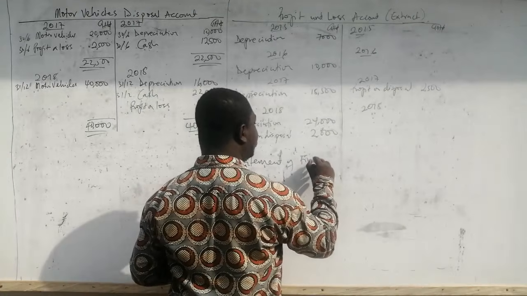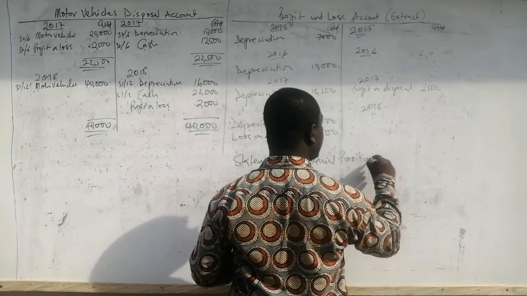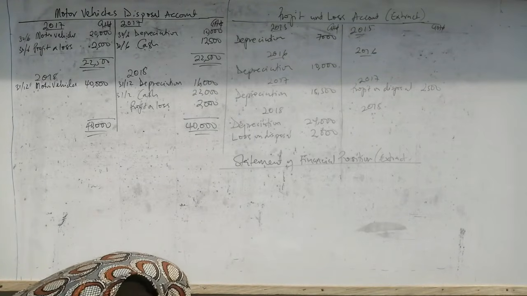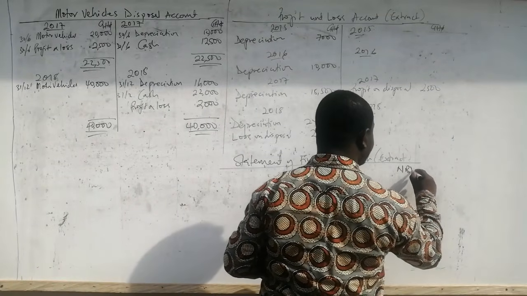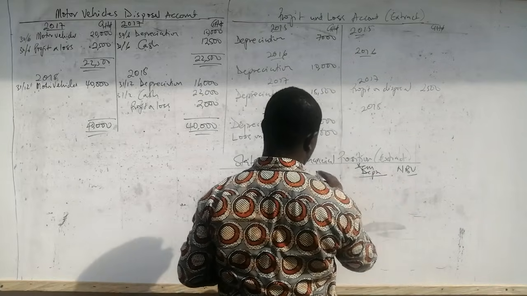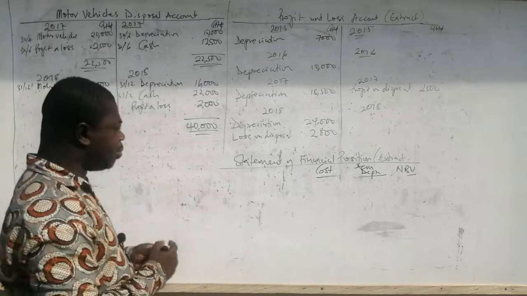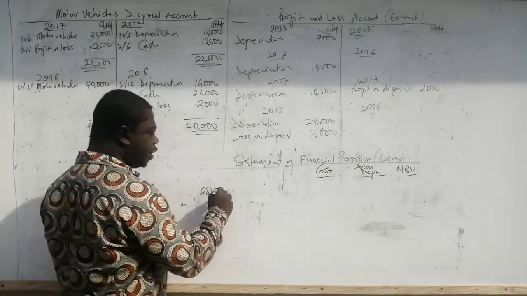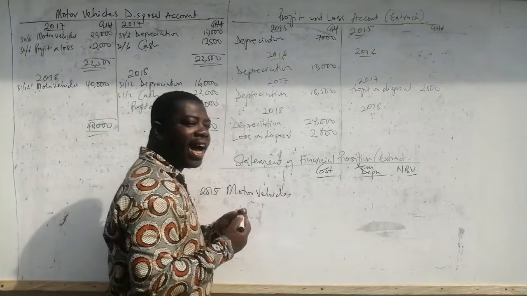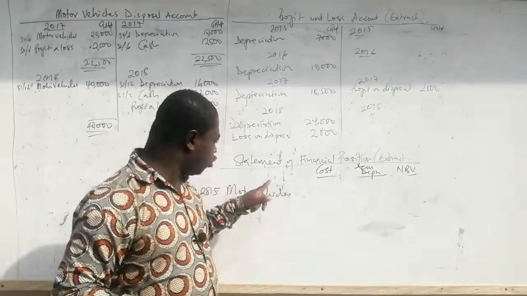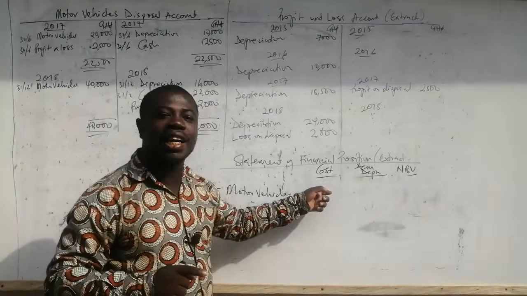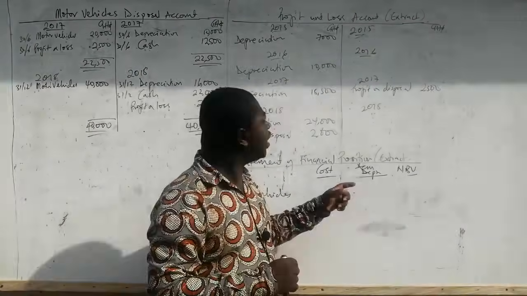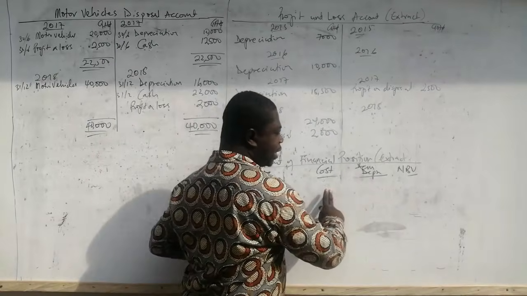Statement of financial position extract. So we'll have our net book value, our accumulated depreciation, and then the cost. So just like we do for statements of financial position, you mention the asset, and by this time I'm going to do it year after year. And so in 2015, the motor vehicles. Now, under the cost, you would go and pick the balance carry down of 2015 in the motor vehicles account, because I told you that account is for cost alone. Then under the accumulated depreciation, you will go and pick the balance carry down of the provision for depreciation account for 2015, and then this minus that will give you that.